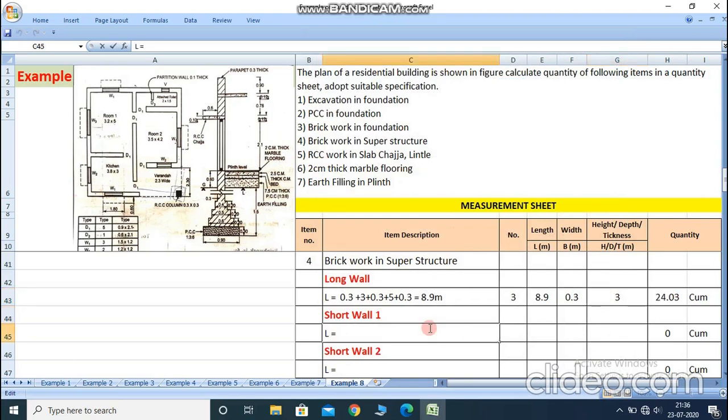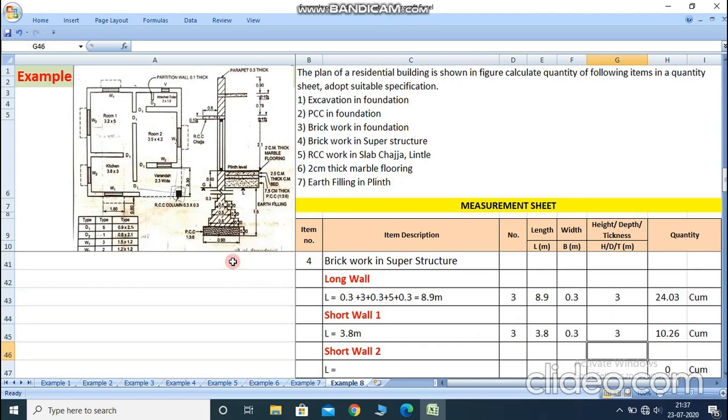Now we calculate the short wall 1 length. This part is already calculated in the long wall, and this part is also already calculated in the long wall too. So we calculate only the inner to inner part. So here 3.8 meter is the length of the wall. So right here 3.8 simply. Then the number of short wall 1 is 3. Right here 3.8 meter. Width of the wall is 0.3. Height is 3 meter.